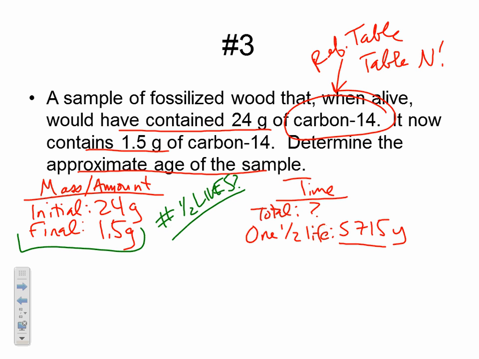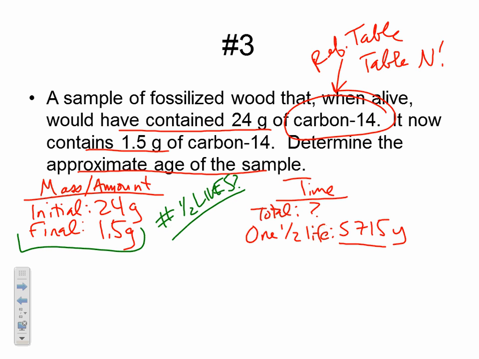Notice we have two numbers there instead of only one number over in time, so we're going to work out the number of half-lives this way. And the way that we're going to work out the number of half-lives from mass or amount is not by dividing them. You can't divide 24 by 1.5. You can only divide mass by 2.